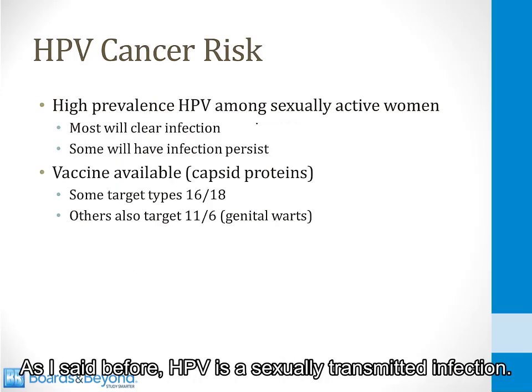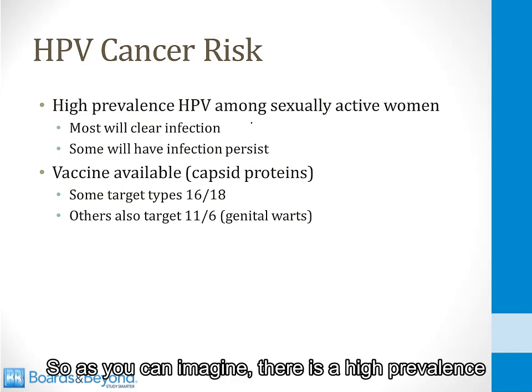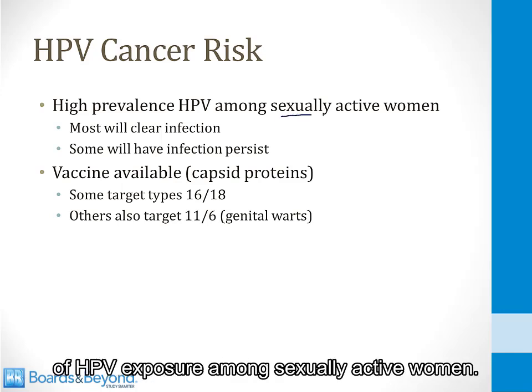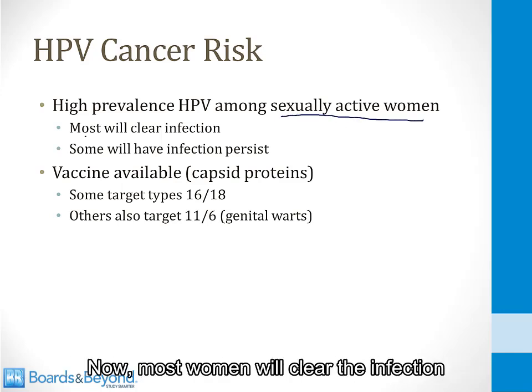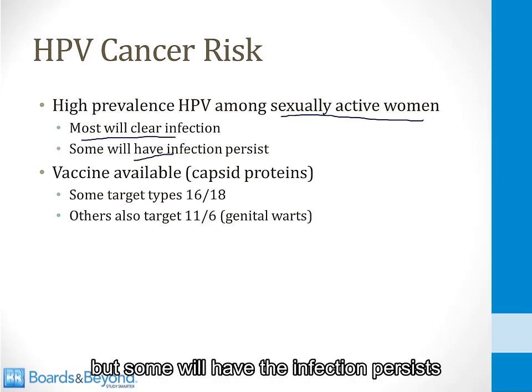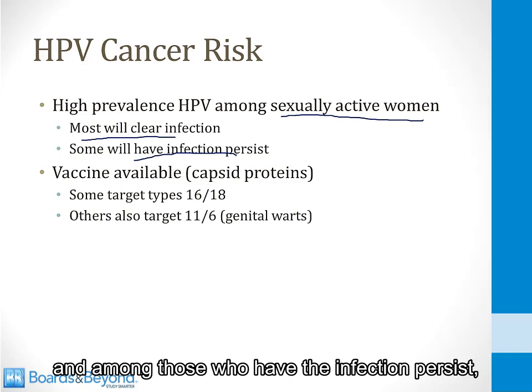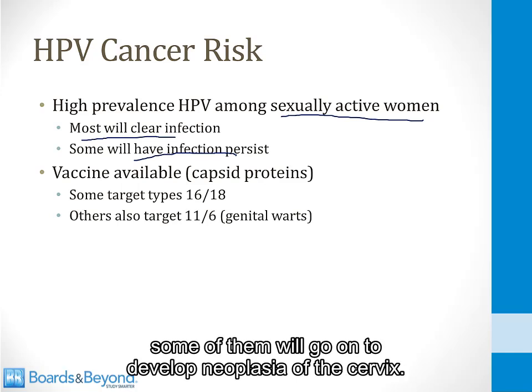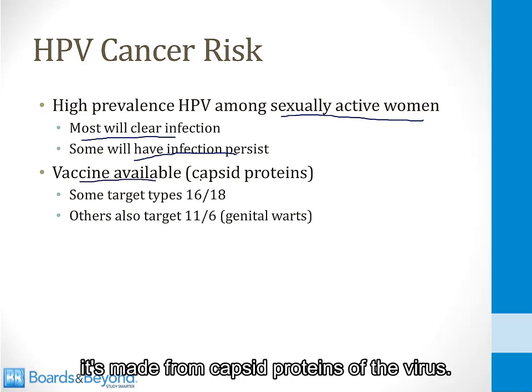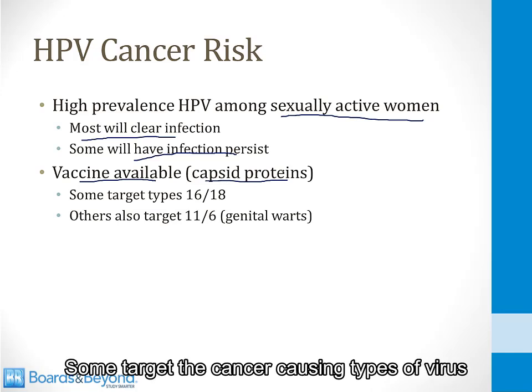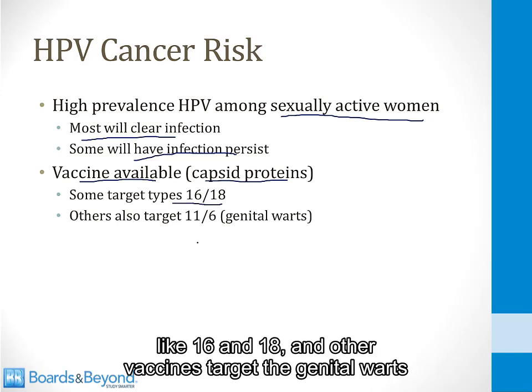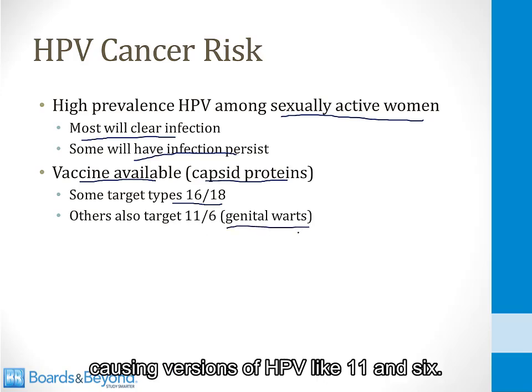As I said before, HPV is a sexually transmitted infection, so as you can imagine, there is a high prevalence of HPV exposure among sexually active women. Now, most women will clear the infection, but some will have the infection persist. And among those who have the infection persist, some of them will go on to develop neoplasia of the cervix. There is a vaccine available. It's made from capsid proteins of the virus. Some target the cancer-causing types of virus like 16 and 18, and other vaccines target the genital warts-causing versions of HPV like 11 and 6.